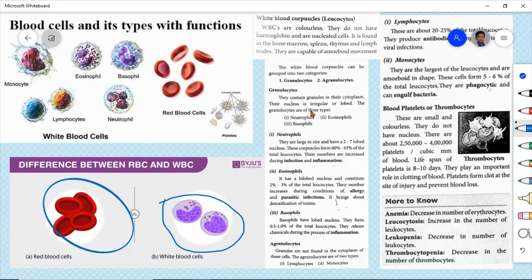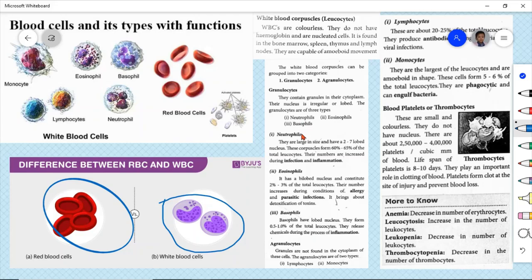In the granulocytes, there are again 3 types of WBCs. The first one is neutrophil, second one eosinophils, third one basophils. In these granulocytes, the nucleus is irregular or lobed. So the 3 types of granulocytes are neutrophils, eosinophils and basophils.